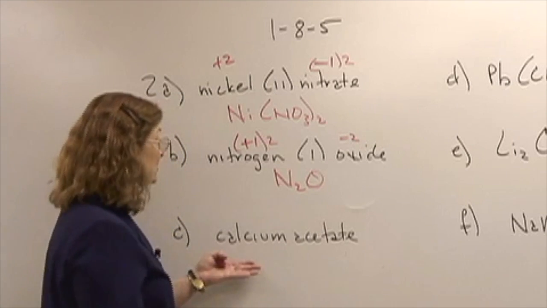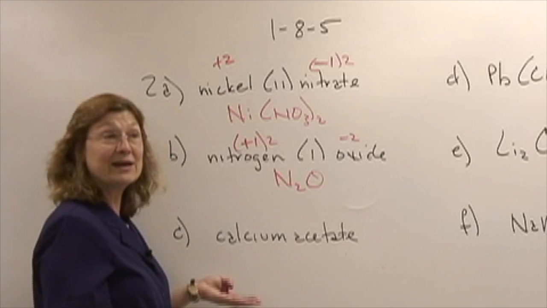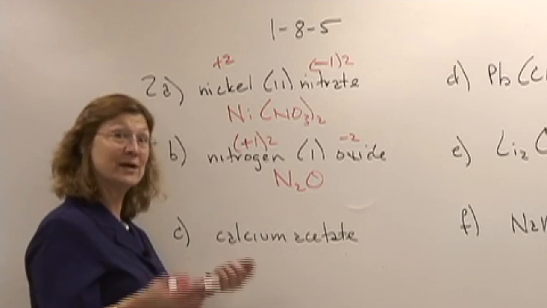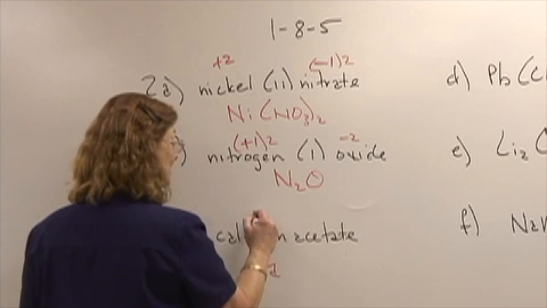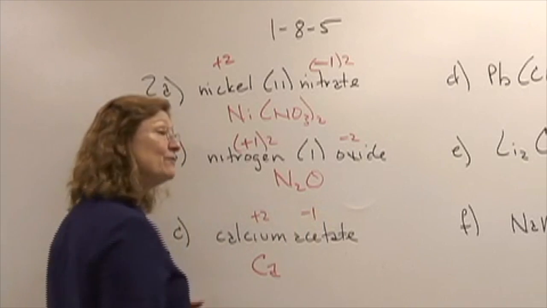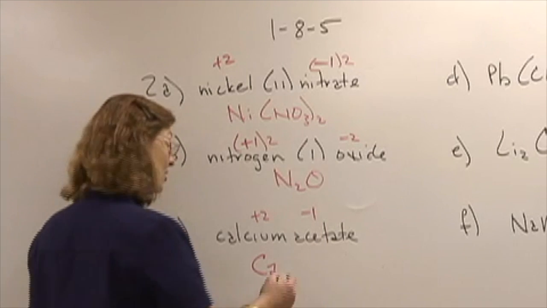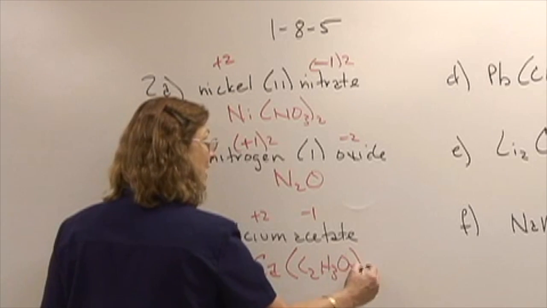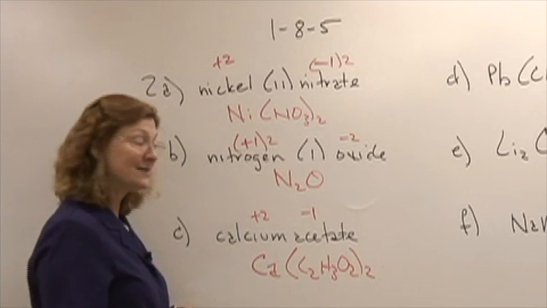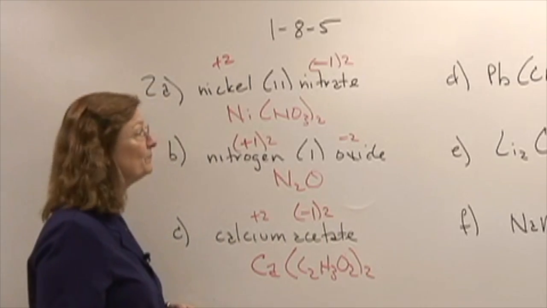In C, calcium, notice that there's no Roman numeral because calcium is an alkaline earth metal, and it doesn't need a Roman numeral because it's always +2. And calcium is +2, and acetate is -1. I still have to balance the formula to bring it to 0 because all compounds have to be 0. And so I need 2 acetates because +2 and -2 is 0.